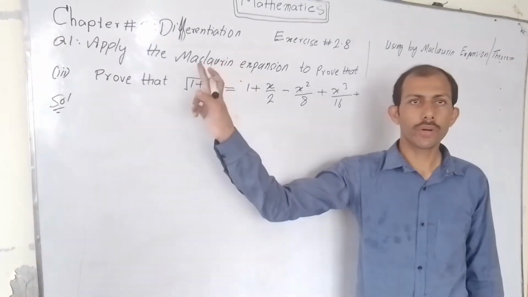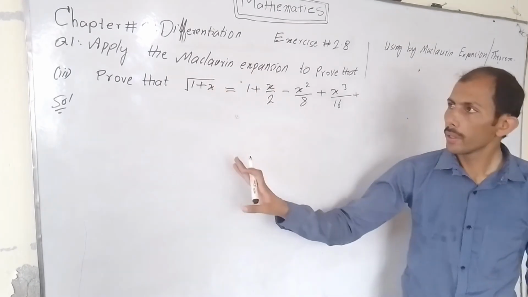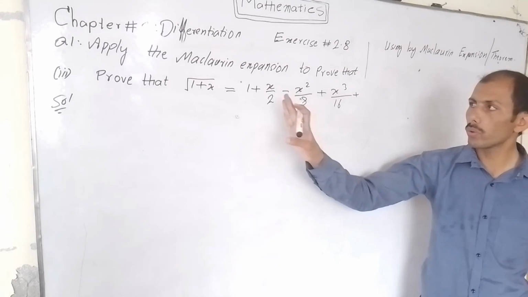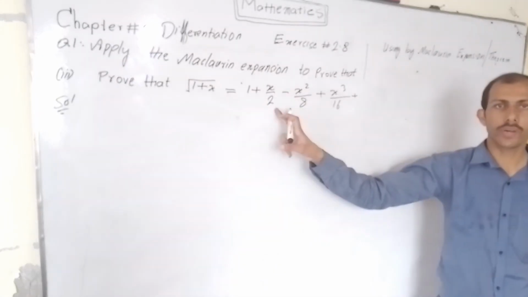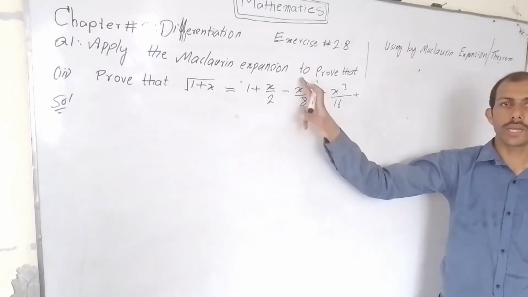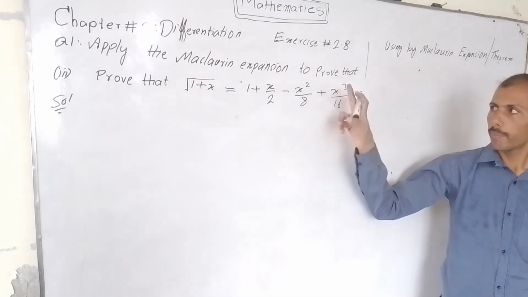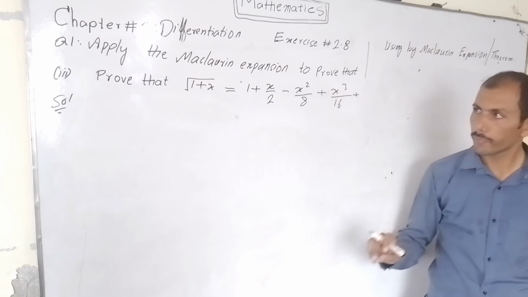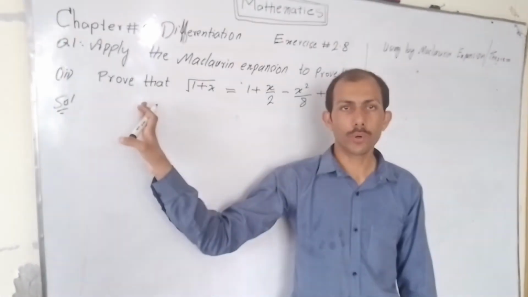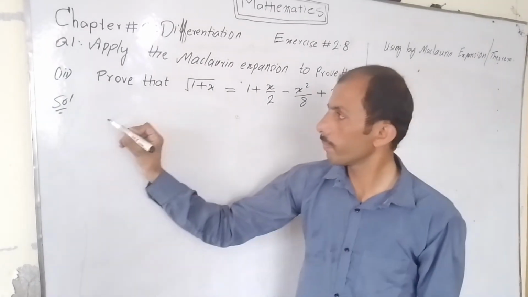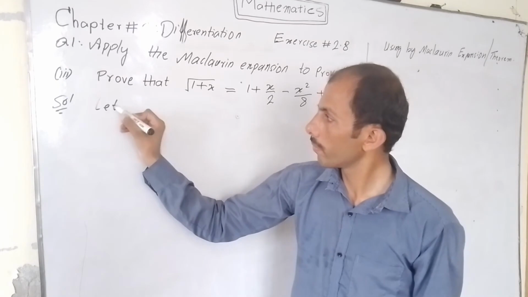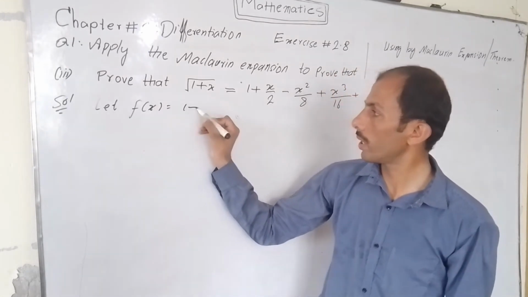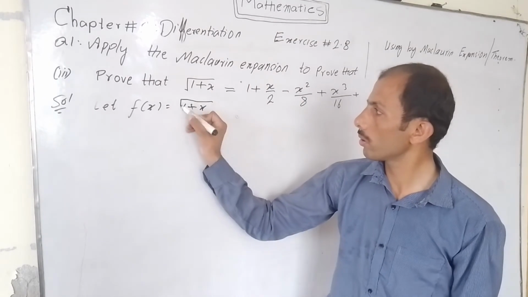Next question number 1, proof number 3. Prove that under root of 1 plus x is equal to 1 plus x divided by 2 minus x square divided by 8 plus x cube divided by 16 plus up to so on. First of all, let's suppose y is equal to f of x is equal to under root 1 plus x.